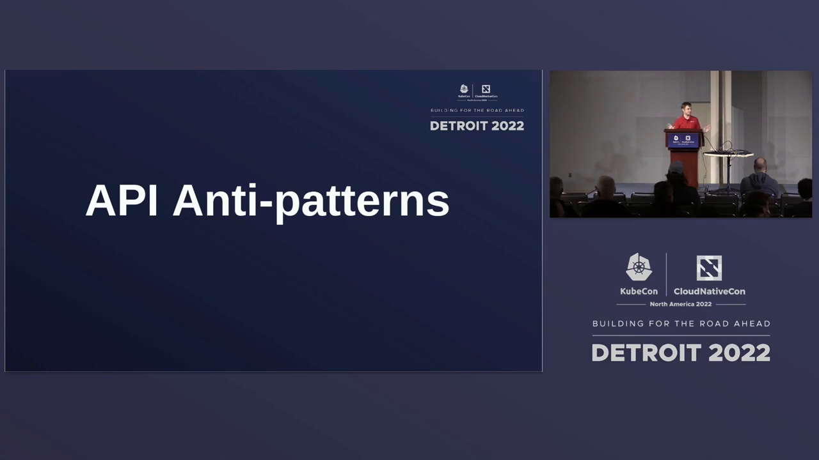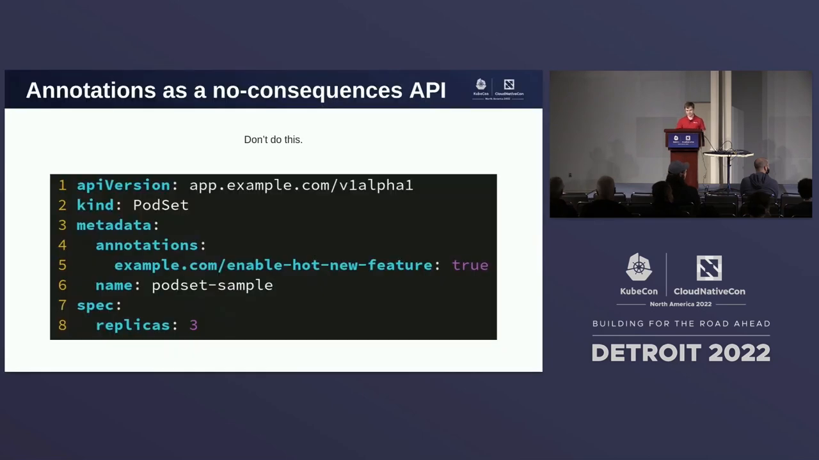So let's start. We've got five sections for you, and this is number one. We're going to start with some API anti-patterns, lessons we've learned about API design. Here's a podset API. Shout out to anybody who implemented a podset operator yesterday in our workshop. But here I've added an annotation called enable hot new feature: true. I've seen this in the wild. I've done my best to talk some people out of this on occasion.